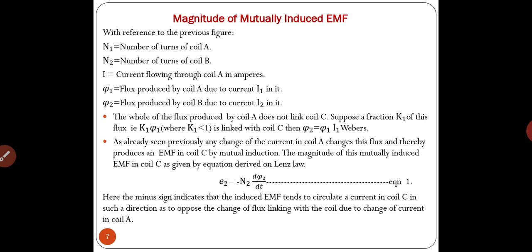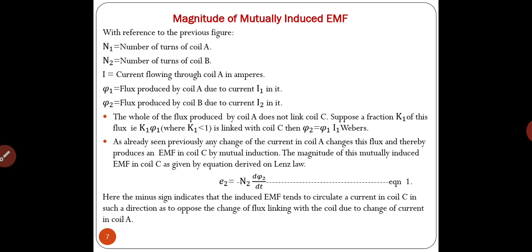Phi1 is the flux produced in coil A because of current I1, and Phi2 is the flux produced by coil B due to the current I2. The whole of the flux produced by coil A does not link coil C. Suppose a fraction K1 of this flux, K1 Phi1, where K1 is less than 1, is linked with coil C, then Phi2 is equal to K1 Phi1 into I1 Webers.